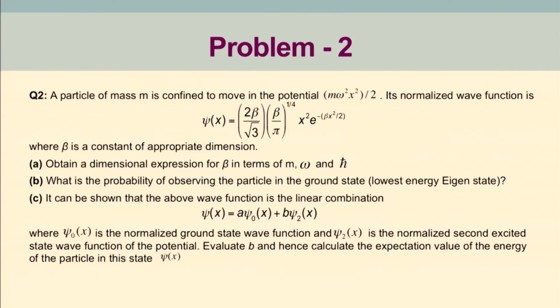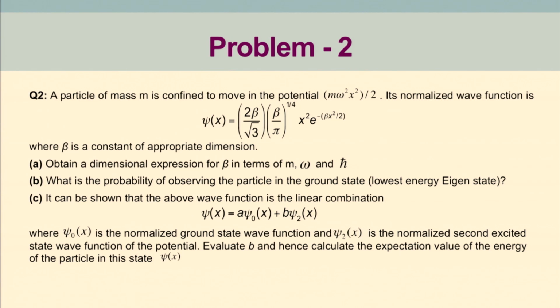Okay. Now let's move on to the second problem. This is also a very interesting problem where the concept of superposition is being used. So what is this problem? It says a particle of mass m is confined to move in a potential half m omega squared x squared, which is a simple harmonic oscillator potential, and at a time its normalized wave function is given in this form, where beta is a constant of appropriate dimension. What we need to calculate is the expression for beta in terms of m, omega and h cross. Then what is the probability of observing the particle in the ground state, or rather the lowest energy eigenstate. Okay, because the wave function which is given is actually in some kind of superposed state, although it is normalized.